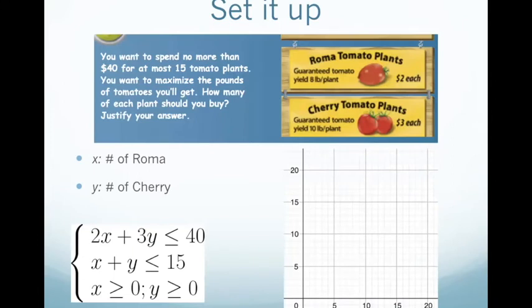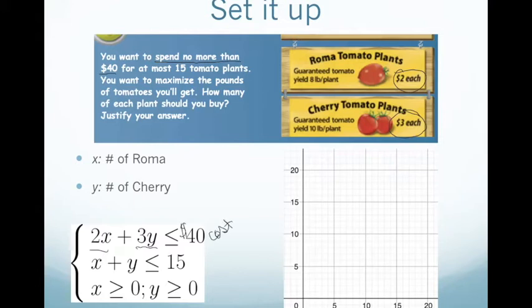So let's look at setting up that problem that we were looking at. We have two variables. We have the Roma tomato plants and the cherry tomato plants. I'll call x Roma plants and y cherry tomato plants. Then we know that we can spend no more than $40. For each Roma plant, that's $2 each, so that's 2x. For each cherry plant, that is $3 each, so that's 3y. And it has to be less than or equal to $40. That's as much money as we can spend. So this is the cost function.